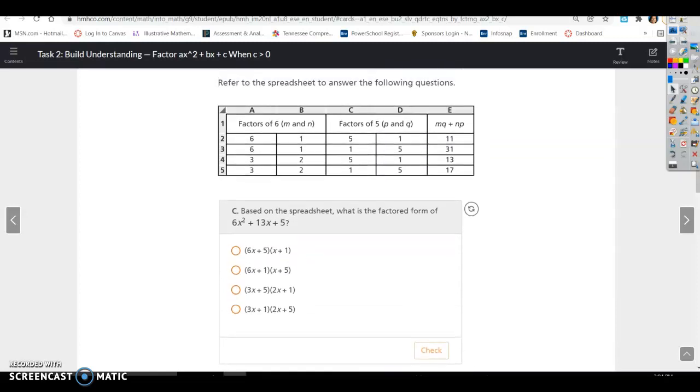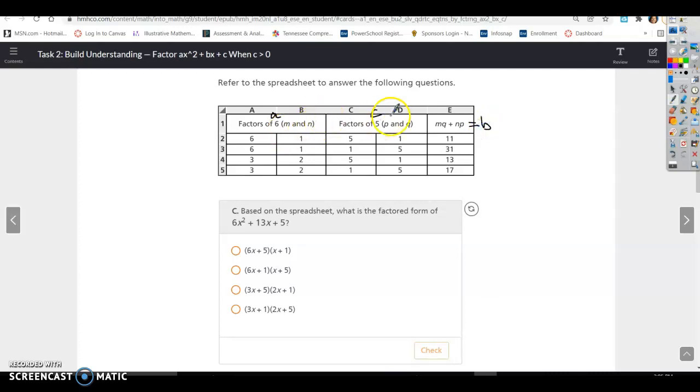All right, so the next question says, refer to the spreadsheet to answer the following questions. So again, we're going to look at one of these to factor. Let me find my pen here. All right, remember LN, 6, so this is the same as A. And then PQ, so this is going to be my C value. And then if I add these together, I need to get the middle term, which is equivalent to B.